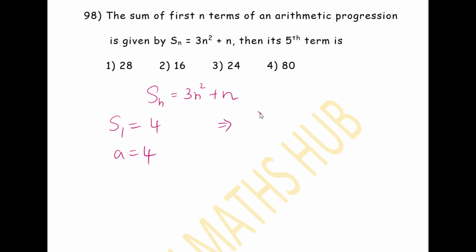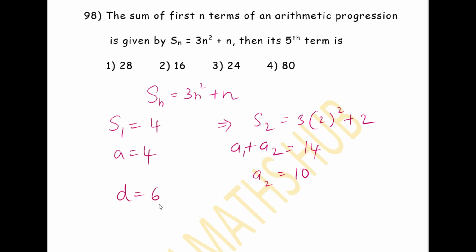In the same way, find out S2. S2 is 3 into 2 square plus 2. 2 square is 4. 4 threes are 12. 12 plus 2 is 14. What is S2? Sum of two terms. A1 plus A2 equals 14. What is A1? A1 is 4. Now A2 equals 14 minus 4 is 10. Now we got the first term A equals 4 and the second term A2 equals 10. Now the common difference D is 10 minus 4 is 6.